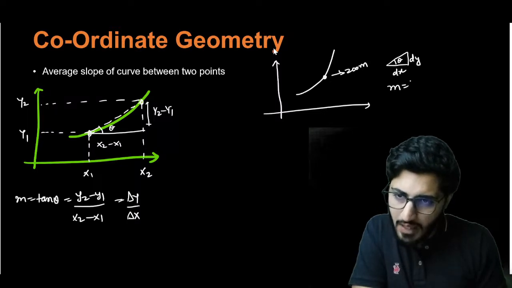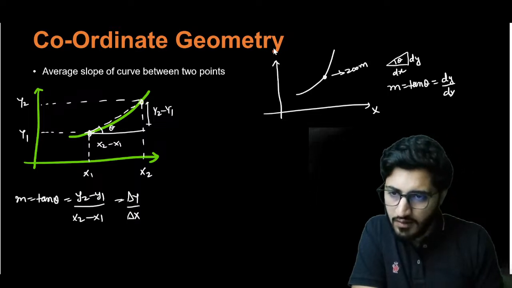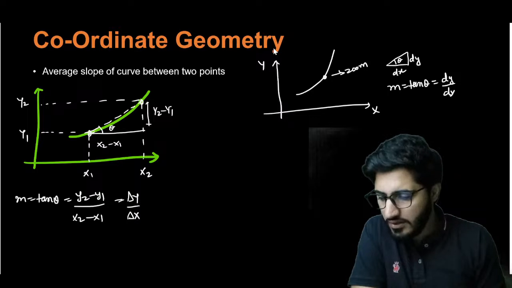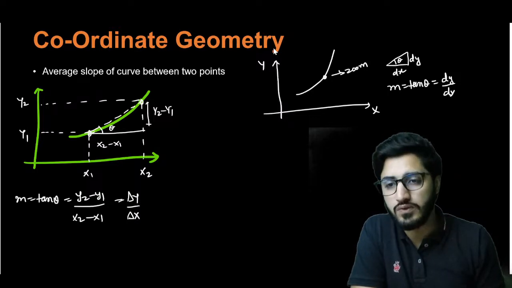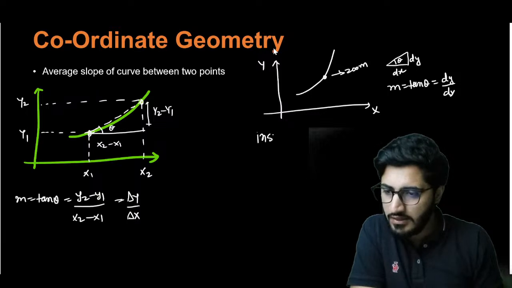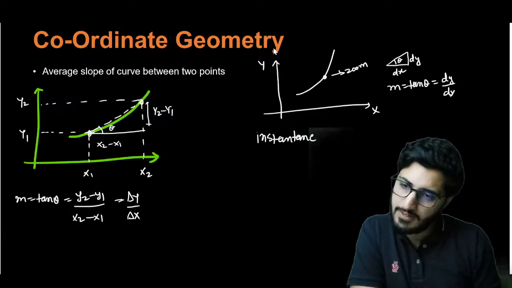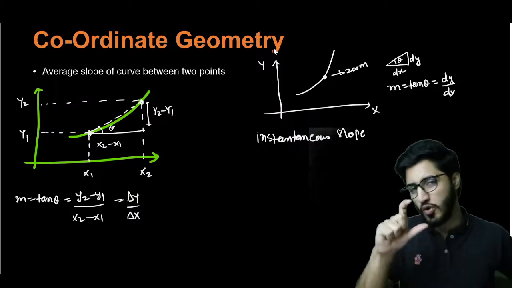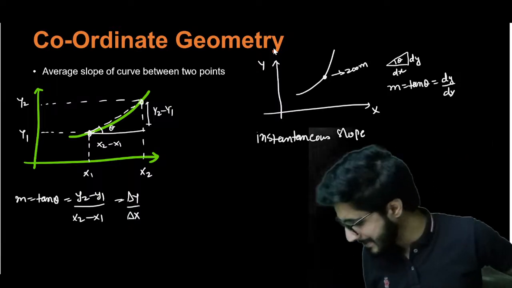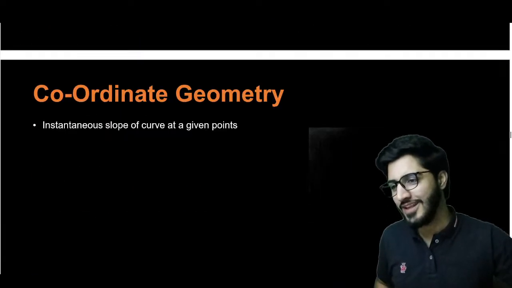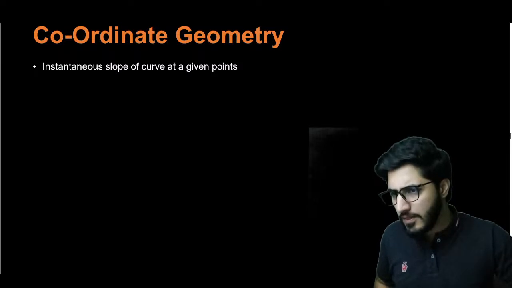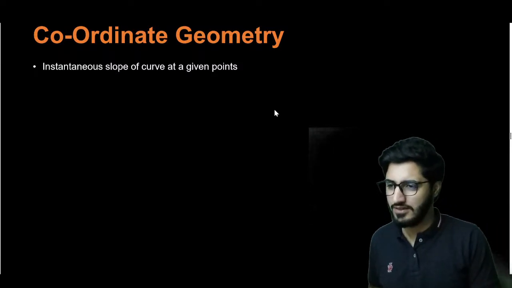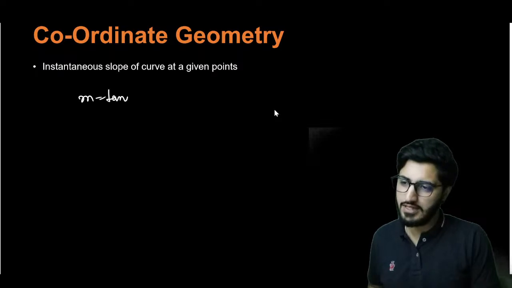Now what is my m? M is tan theta. And what is tan theta? Tan theta will become dy by dx. So this is instantaneous value or instantaneous slope. I can write here, this one is instantaneous slope. Instantaneous slope means the slope at a smaller interval of time. Clear now? I have defined this one now. It is m equals to tan theta, which is equals to dy by dx. Perfect.